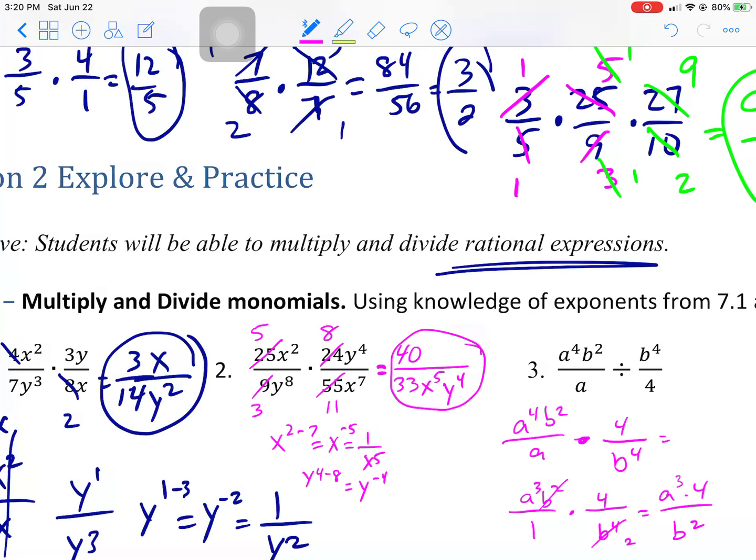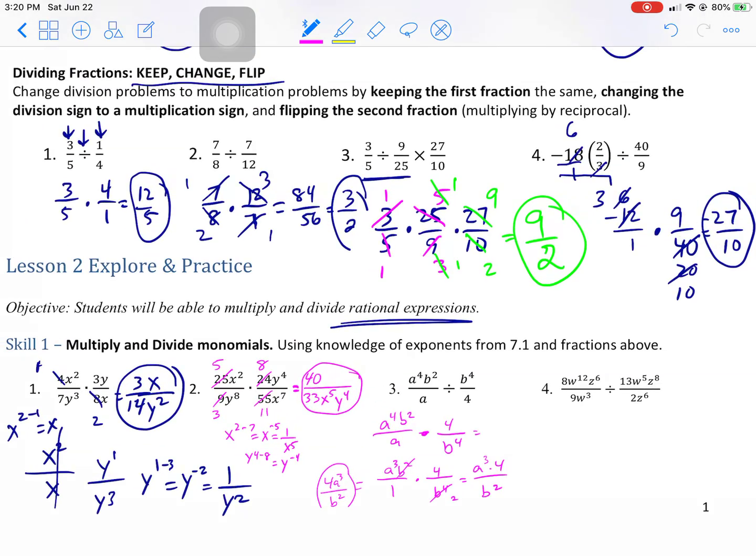So this looks a little funny. There's nothing wrong with that. If you'd like to write it 4A cubed over B squared, that might look a little better to you. But that's fine. They're all multiplied together, so that looks fine.